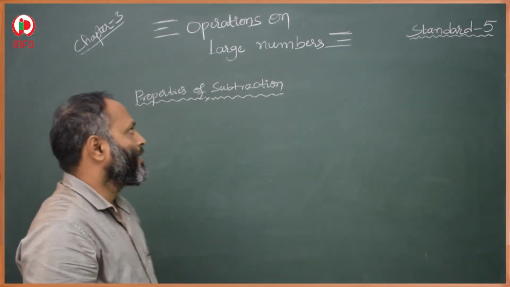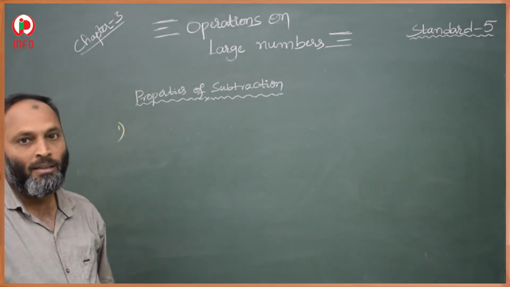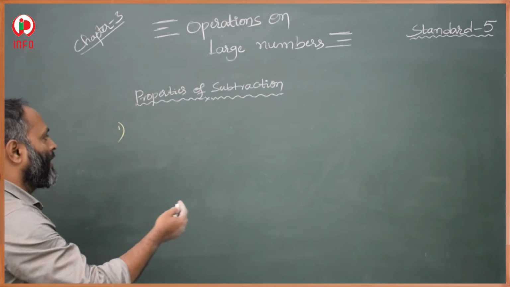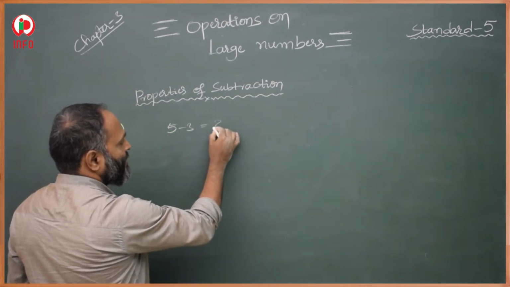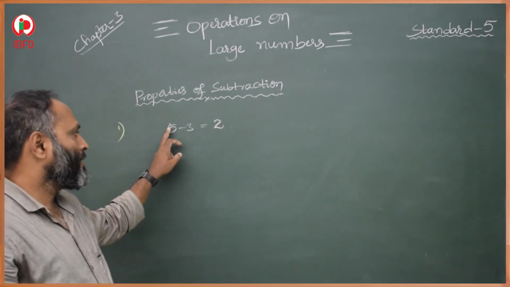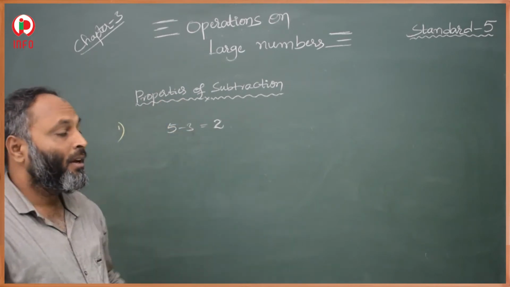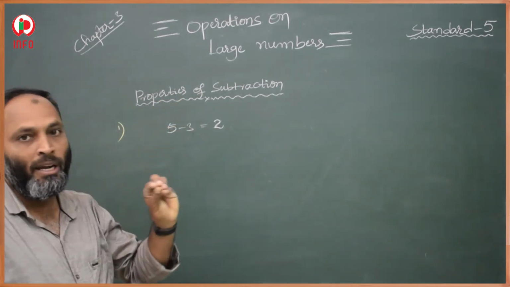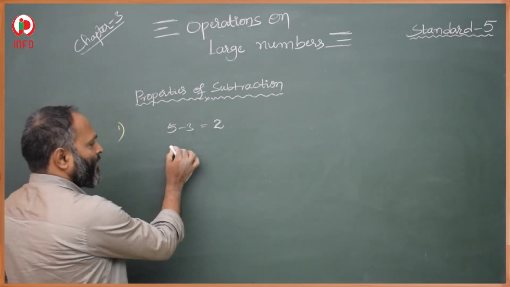Now we are going to discuss the properties of subtraction. So what are the properties of subtraction? First one: suppose 5 minus 3 is there. 5 minus 3 is 2. Here the order is 5 first and 3 next. In subtraction, the order cannot be changed. Like 3 minus 5.